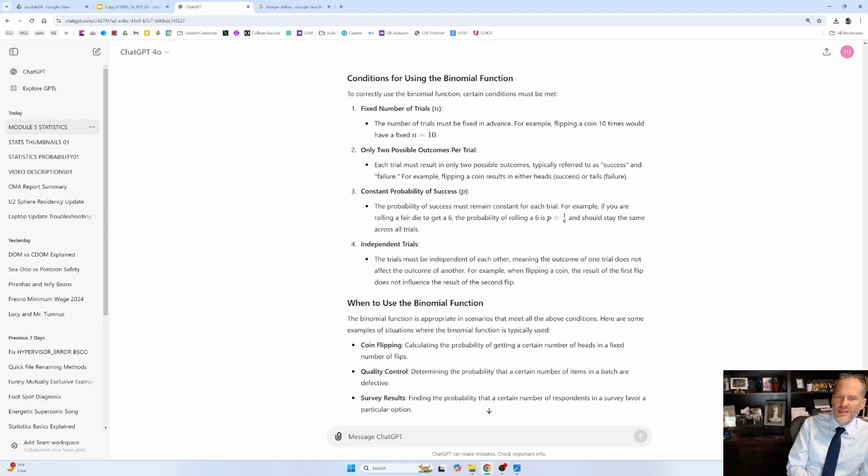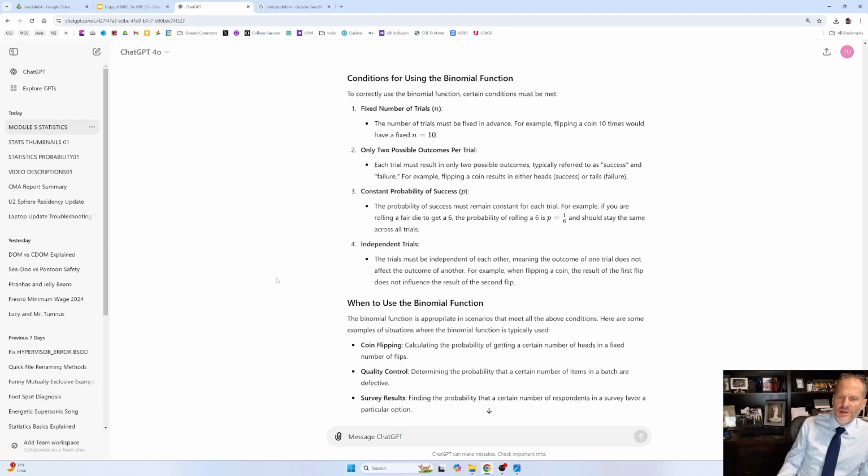Independent trials. The trials must be independent of each other, meaning the outcome of one trial does not affect the outcome of another. For example, when flipping a coin, the result of the first flip does not influence the result of the second flip. So trials, right, must be independent.